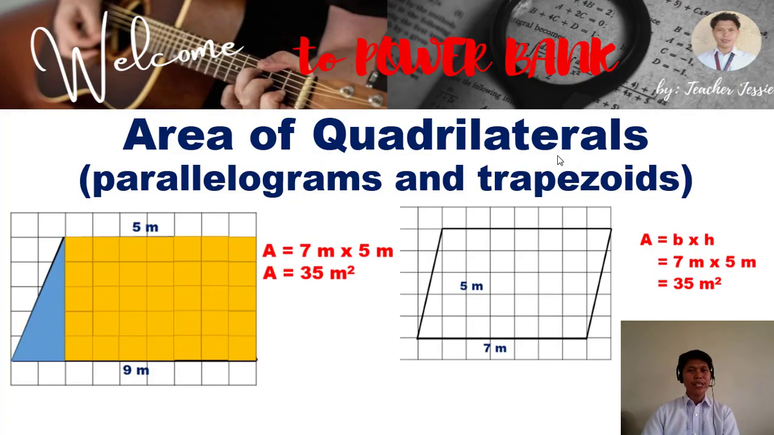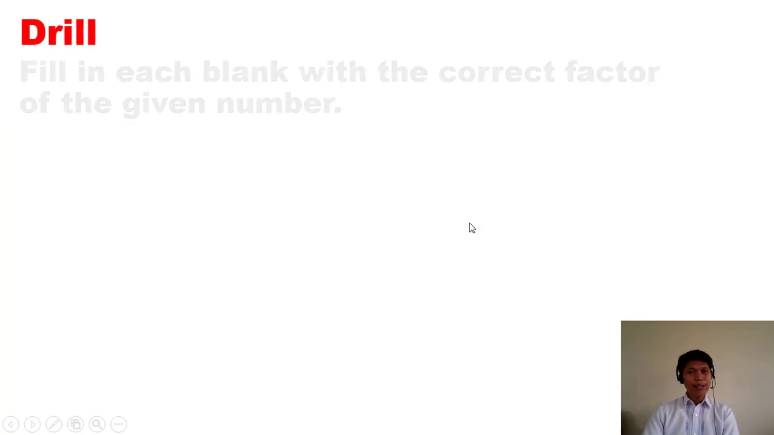Okay, so this time I'll be discussing with you about the area of quadrilaterals. Specifically, we have the parallelograms. Parallelograms include the square and the rectangles, also the rhombus, and trapezoids. Okay, so let's start. For that, we'll have a drill.